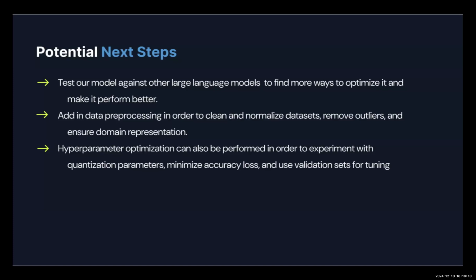We also wanted this to be performed in order to experiment with quantization parameters. But since we only realized we had to quantize our model almost halfway to three-quarters of the way through, it wasn't really possible. But this would minimize accuracy loss and use validation sets for tuning, so make the model a lot more efficient and a lot easier to fine-tune.